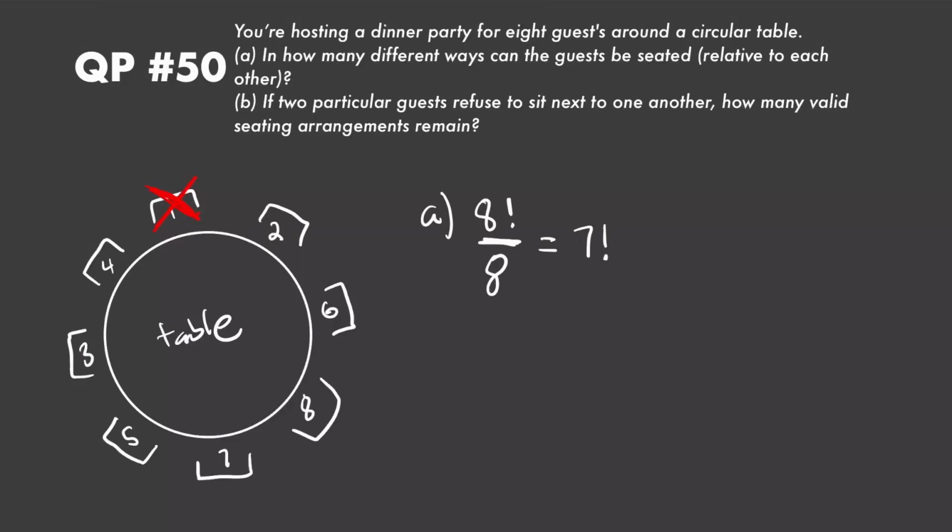And more generally, when you're seating n guests around a circular table, there's going to be (n minus 1) factorial ways of permuting them relative to each other. So this is the answer for part A. Let's go on to part B now.